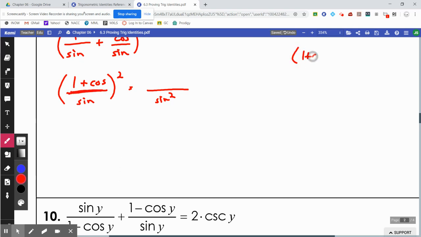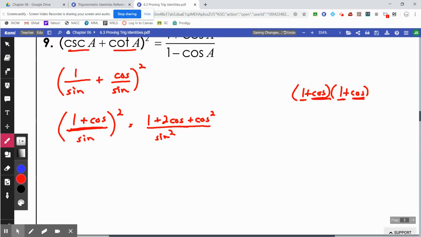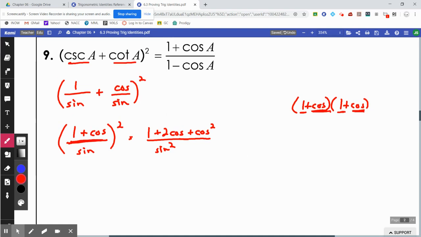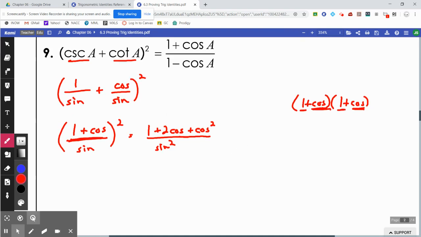You're going to have to do 1 plus cosine times 1 plus cosine, which would be 1 times 1, which is 1. Cosine, or 1 times cosine, which is cosine, and then cosine plus 1 times 1 will also be cosine, so you're going to have 2 cosines. And then you have cosine times cosine, which will be cosine squared. So there's what you have on top, 1 plus 2 cosine plus cosine squared. And that kind of gets me stuck because I think, well, where do I go from there? And I get a little confused about it.